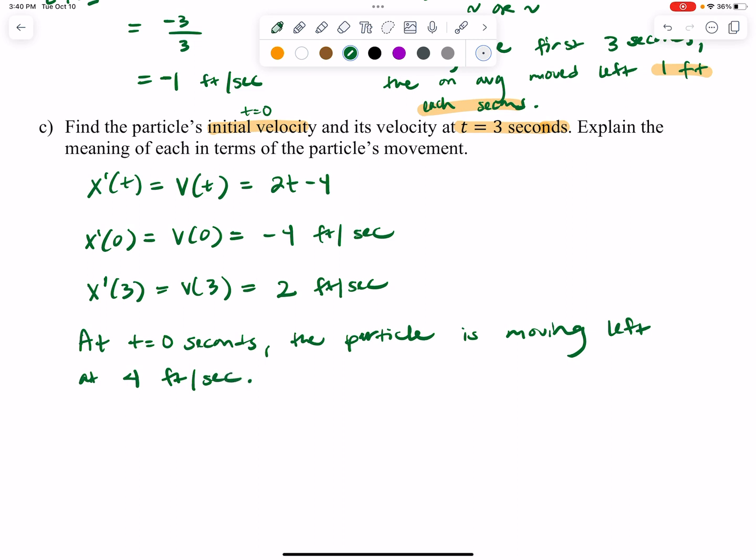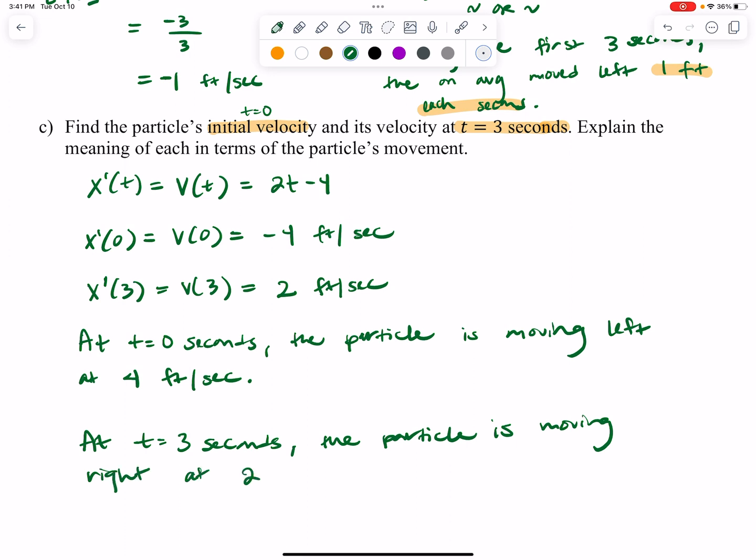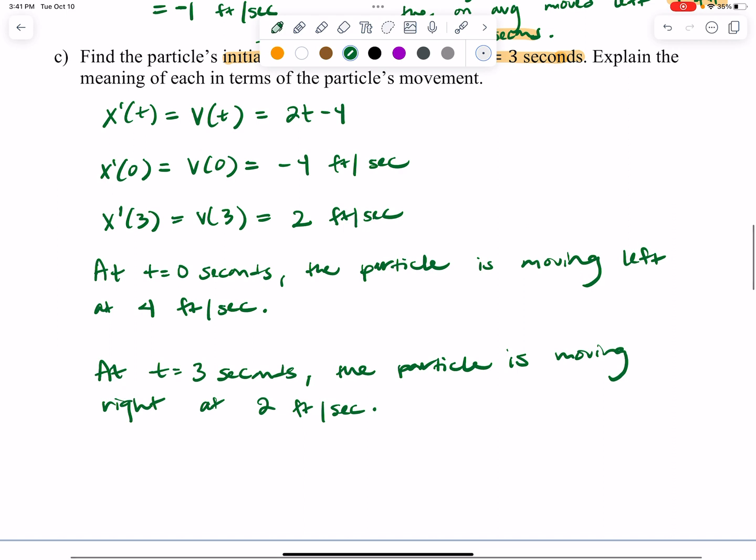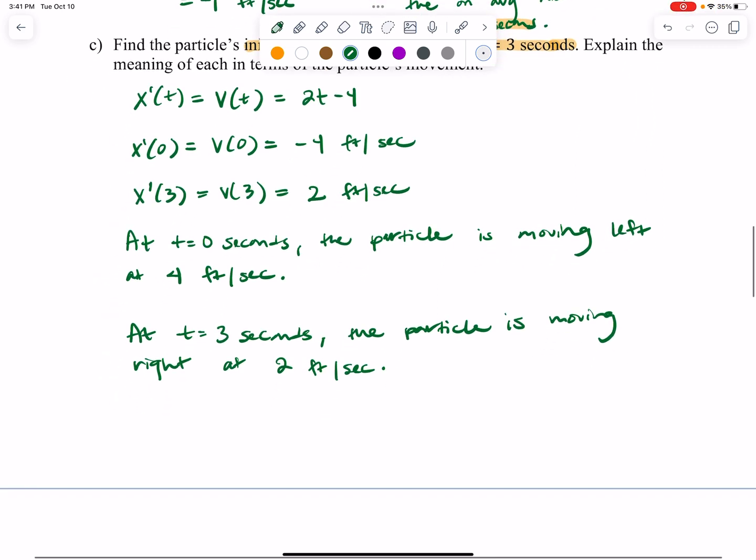Okay, so we get the speed and the direction, magnitude and direction. And then at t equals 3 seconds, the particle is moving right at 2 feet per second. Okay, so again, giving direction and magnitude. I knew it was moving to the right at t equals 3 seconds since velocity was positive at that time.